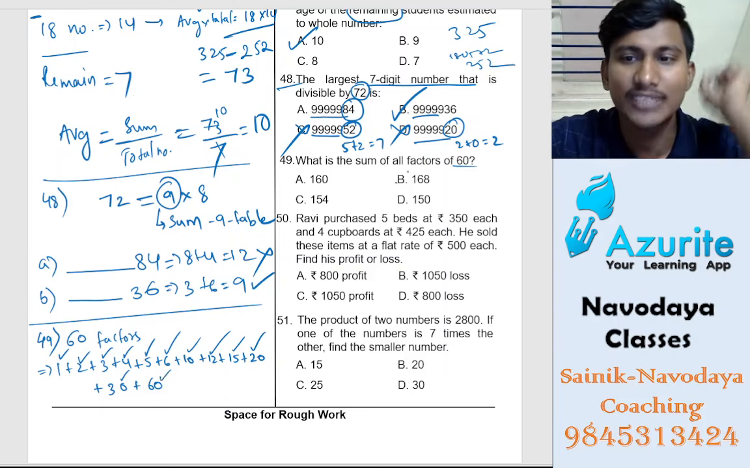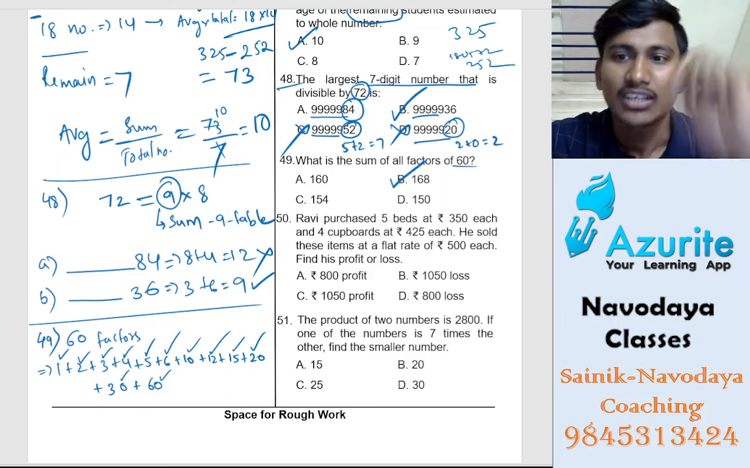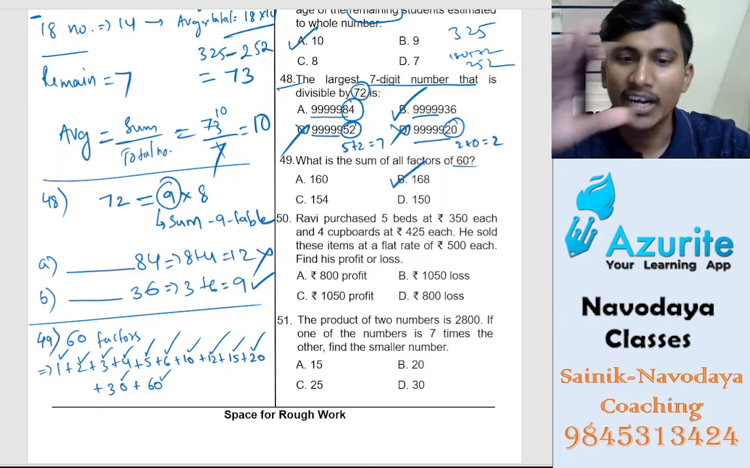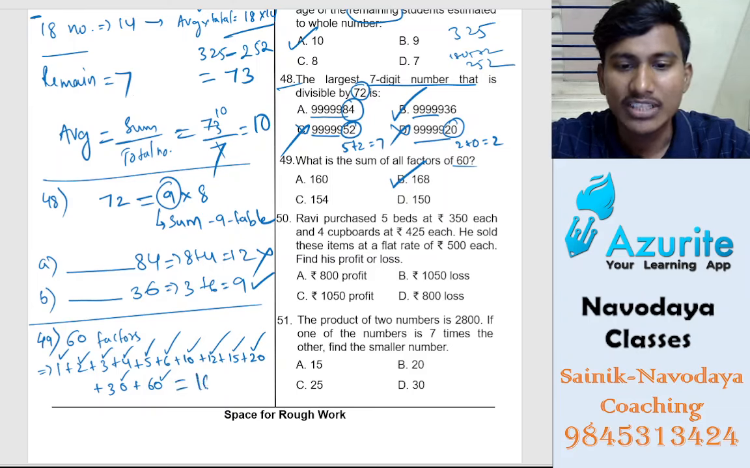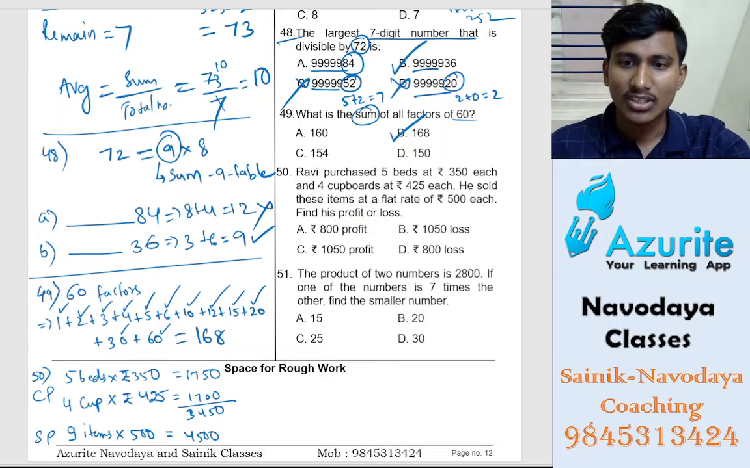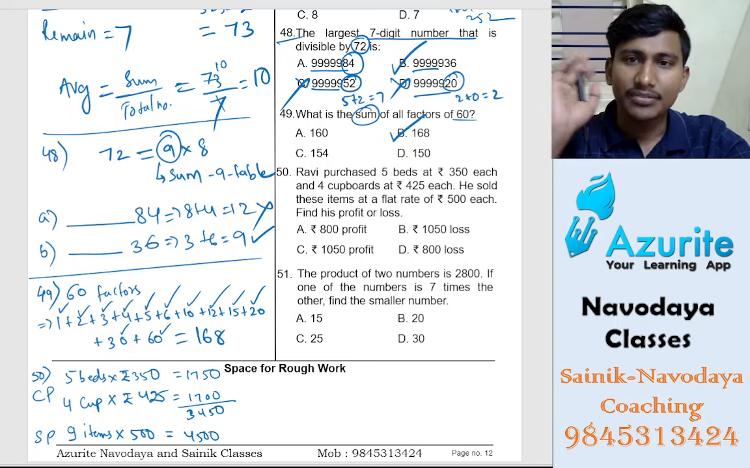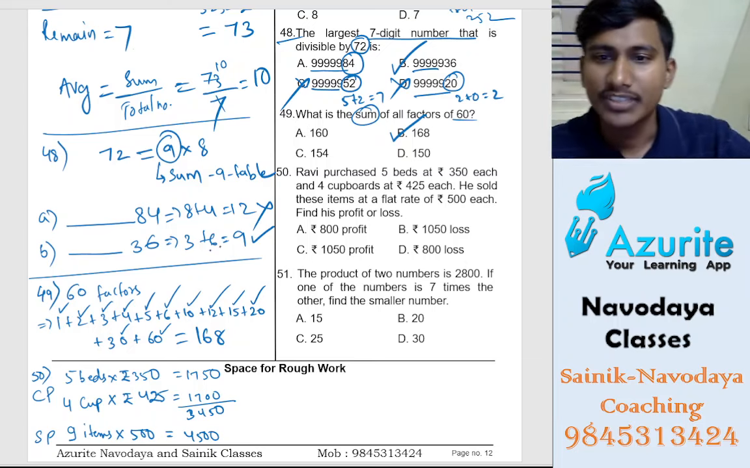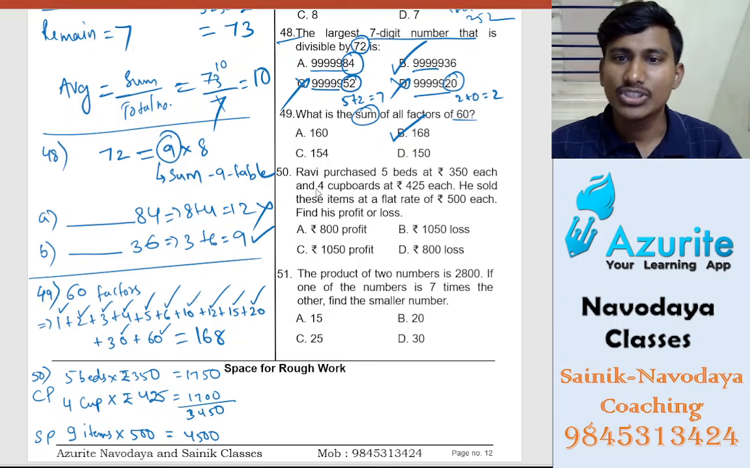If you add all of them, how much answer will come? 168. So you have to add all of them and you will get the answer 168. They are asking to find the sum. Understood? So see here students, question 50. What is the question here?